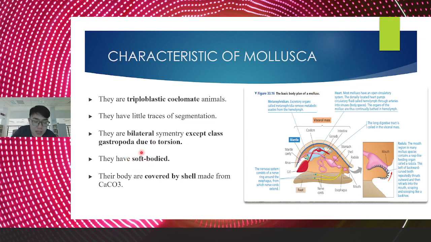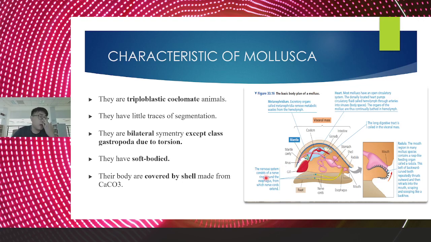And they have a soft body. Their body is very soft, not counting their shell. If you see a snail, is its body soft? Because the shell is hard. But actually, if you remove the shell, the body is very soft. Due to their soft body, they have to be covered by a shell made from calcium carbonate. So the shell protects their body.